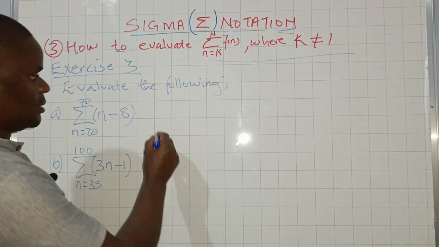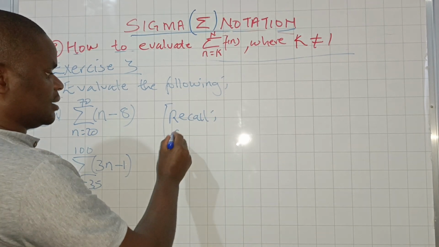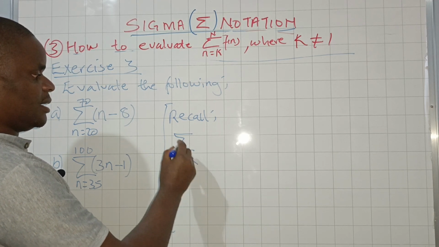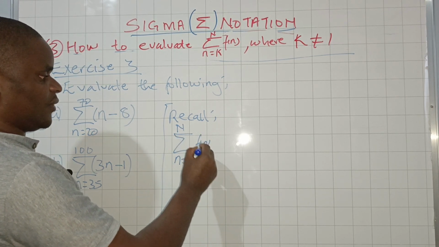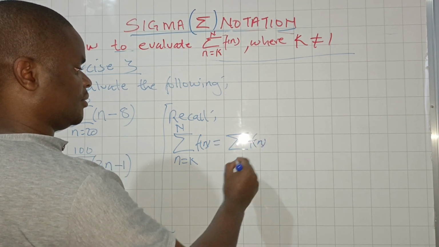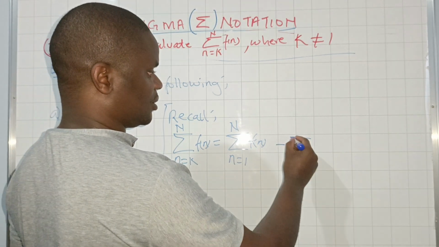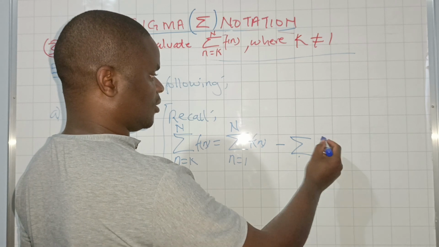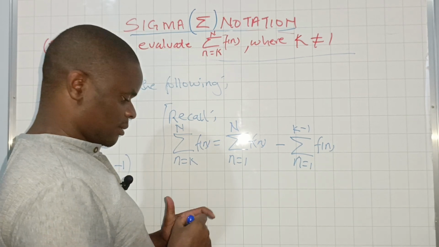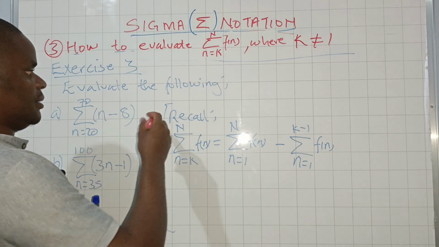Now, as you do this, I'm just going to give you a recall that the summation from n equals k to N of f of n is going to be the summation of f of n from n equals 1 to capital N, minus the summation of f of n from n equals 1 to k minus 1. Just do not forget that. So remember this.